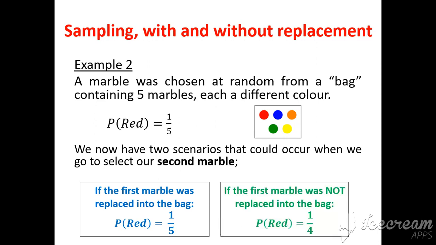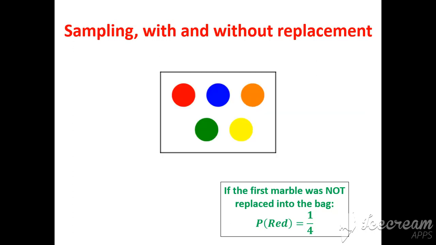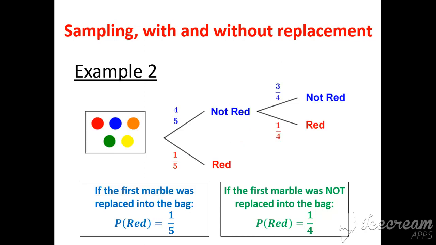Cool? But if we don't replace the marble, when we go to get our second marble, the probability that it's a red marble changes to 1 out of 4. We'll show you quickly why. Here's our 5 marbles. We put our hand in, we get a marble out. It's not red. We don't replace it. So now there's only 4 marbles left, and there's one chance out of 4 it's red.